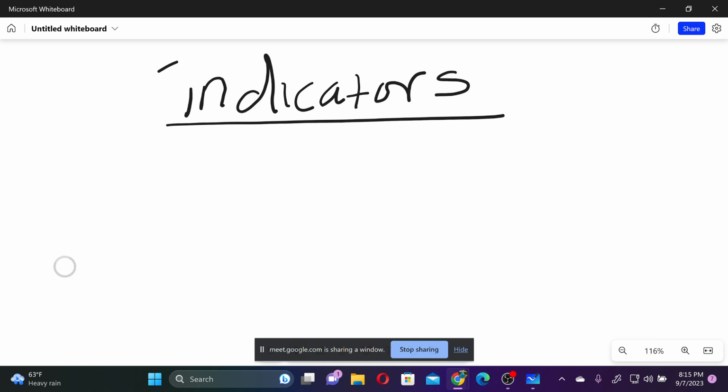I hope you can see the screen. I think someone has said they can't see. I hope you can see where I've written indicators. I hope everyone can see that. Yes, you can just type there in the comment section before we start. I hope you can see that because I'm already sharing.